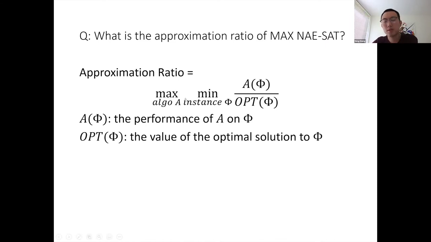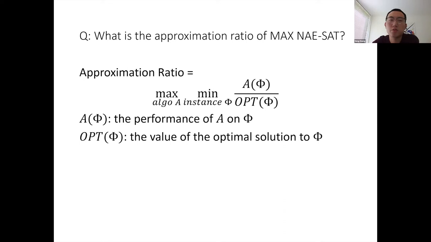So the question we want to ask is, what is the approximation ratio of Max NAE-SAT? Just to make sure we're on the same page, the approximation ratio is defined to be the maximum over all polynomial time algorithms A, and the minimum over all instances phi, of the ratio between the performance of A on phi and the value of the optimal solution to phi.